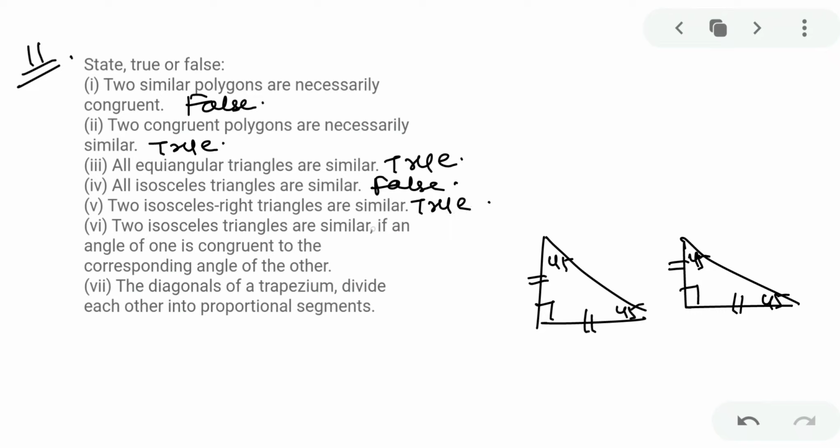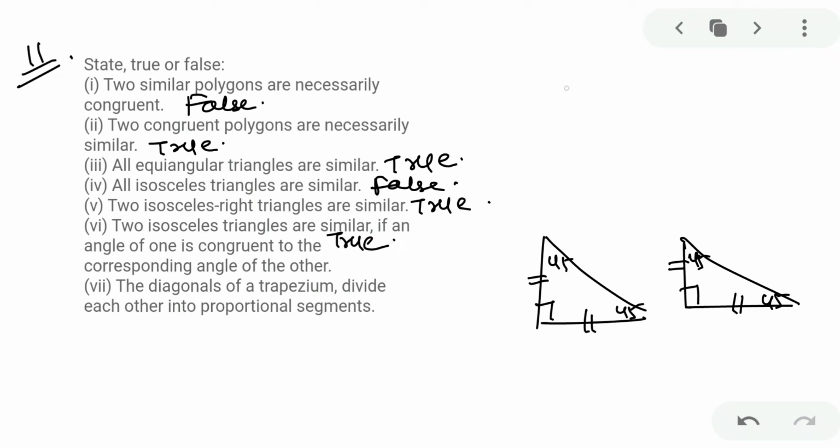Your next is two isosceles triangles are similar if an angle of one is congruent to the corresponding angle of other. Yes, of course. Two isosceles triangles will be similar if you have some congruent angles, if you have some equal angles, otherwise they will not be similar. So you will write true.